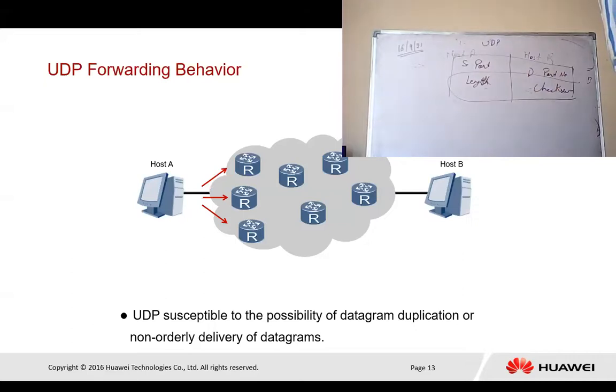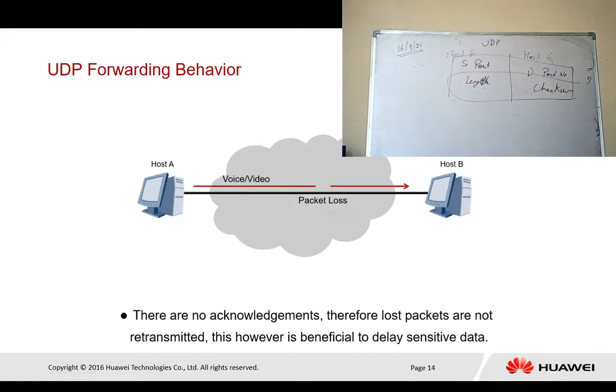So next we have the UDP forwarding behavior. It will forward the data flow over the routers. So the possibility of datagram duplication is there in the case of UDP. So next we have the behavior of UDP. We already discussed that. What is the best example for UDP? The best example for UDP is when we are talking about voice and video.